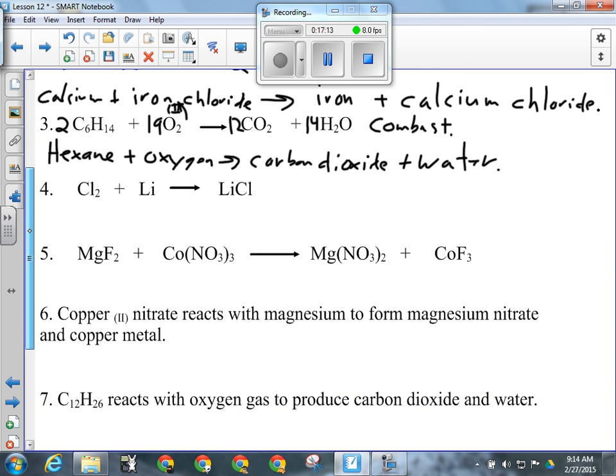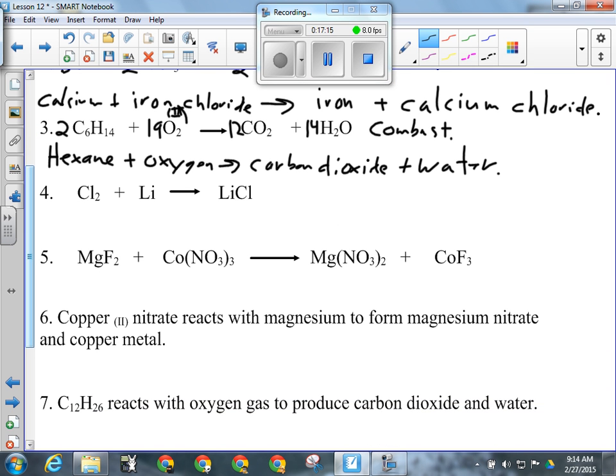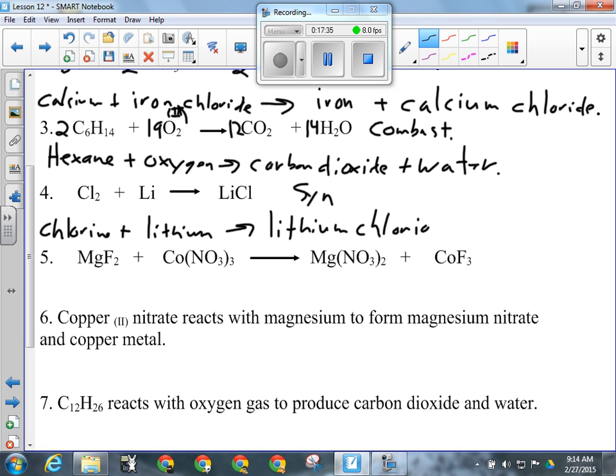All right, so for number 4, I've got 2 elements reacting to form a single compound. What kind of reaction is that? Synthesis, right. So we got a synthesis reaction here. Written out in words, we've got chlorine plus lithium gives us lithium chloride. The only thing that's out of balance is chlorine, agreed? So putting a 2 here will balance chlorine, but gives me 2 lithium, so a 2 there is required.